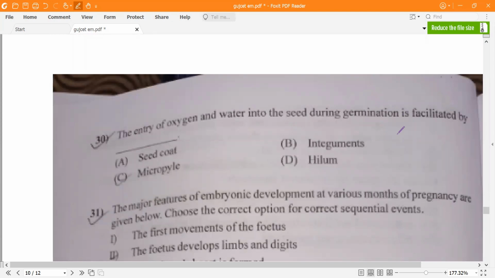Entry of oxygen and water into the seed during germination is facilitated by, so from where will the oxygen and water enter after the dormancy is over? If there is adequate moisture and oxygen, then the seed will germinate. The micropyle will be seen in the seed coat, and through the micropyle this will enter. So the answer is C.